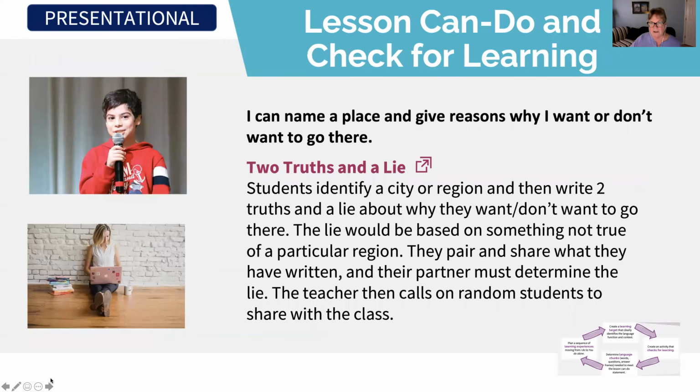In the presentational mode, now it's on me to rehearse a message, a spoken or written message. I can name a place and give reasons why I want or don't want to go there. Two truths and a lie. Each student might identify a city or region of interest to them. They would write 2 factual statements about that region and 1 lie. And then they might pair and share what they've written, with the goal being that their partner can identify the lie. The teacher might then call on random students to share with the class, checking the comprehension of the class.